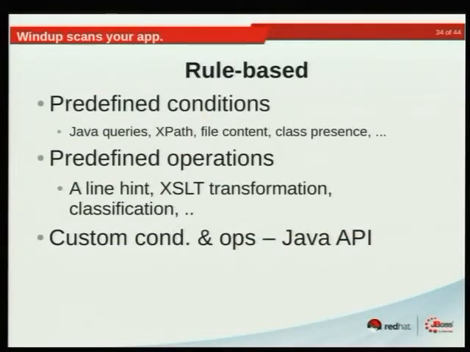Then there are predefined operations. As I told, typically an operation is putting a hint on a particular line in the source code, and it can also be an XSLT transformation. It can also be a call of a CLI command to JBoss EAP, which makes it change its configuration. Or it can be a classification of a file. Let's say that you find an annotation of entity on some Java class, then you know that you can classify it as an entity bean, in which case it appears again in the statistics, and it's on the EJB report, which is another special report page of the Windup report.